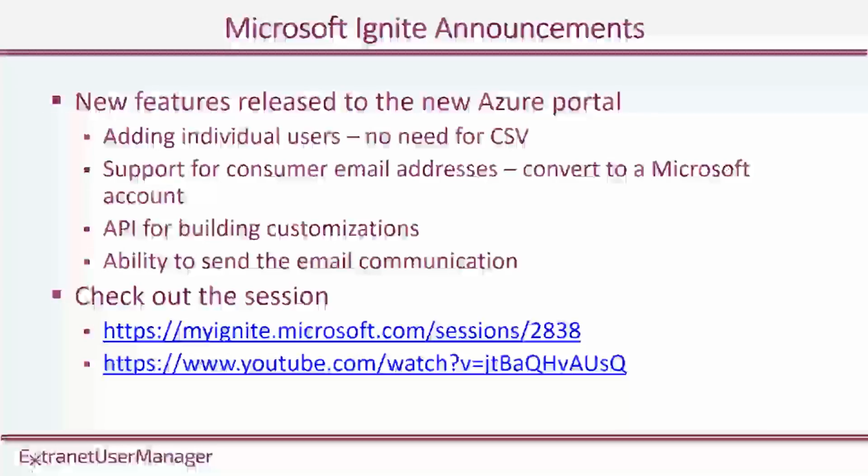The other really big one for us is that there's now an API for building customization. When we first started working with B2B back in the spring, we actually had to build browser automation to drive the Azure portal to be able to interact with it, because there was no API. At Ignite, they announced there was an API there, and today we're going to be showing an early release version of our new EUM that's leveraged to build on that API.